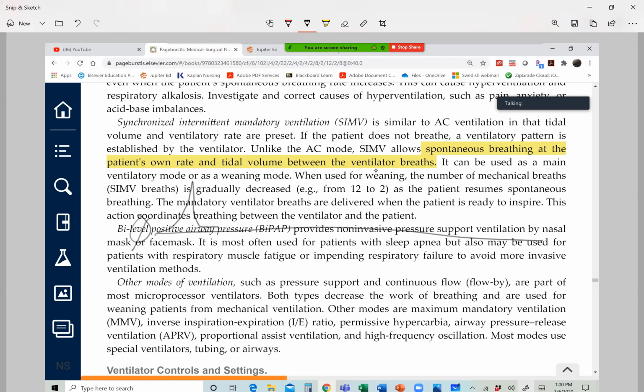Any question on SIMV? So this is the main difference between assist control and SIMV. So it seems more comfortable, does it? Does it sound more comfortable? Yes? But how about the rate? Rate they can also increase and decrease.